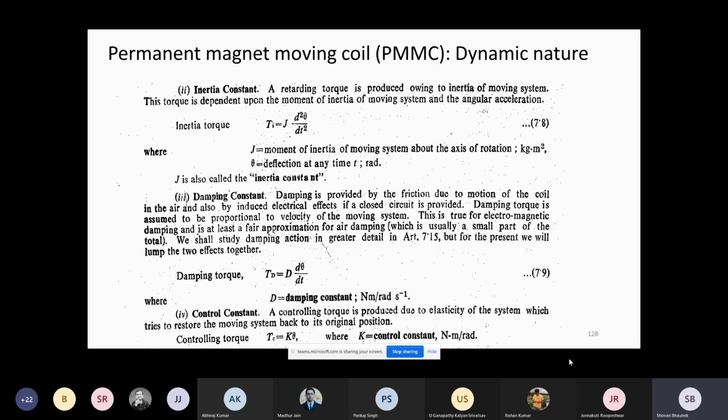That's what I was always saying. So let's see how many torques are acting on it. Okay, so first is the inertial torque. What is that? Because some current is passed through the coil and it is inside the magnetic field, there will be some force, and that force will move the former or will try to rotate the former.